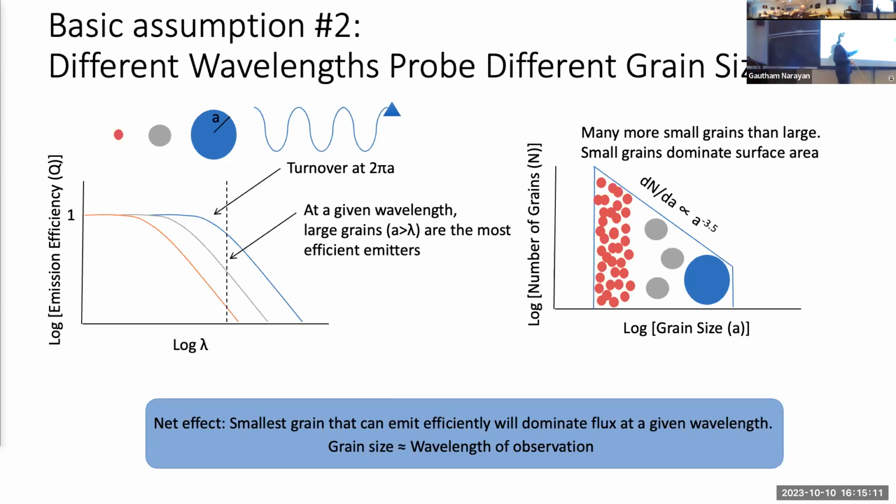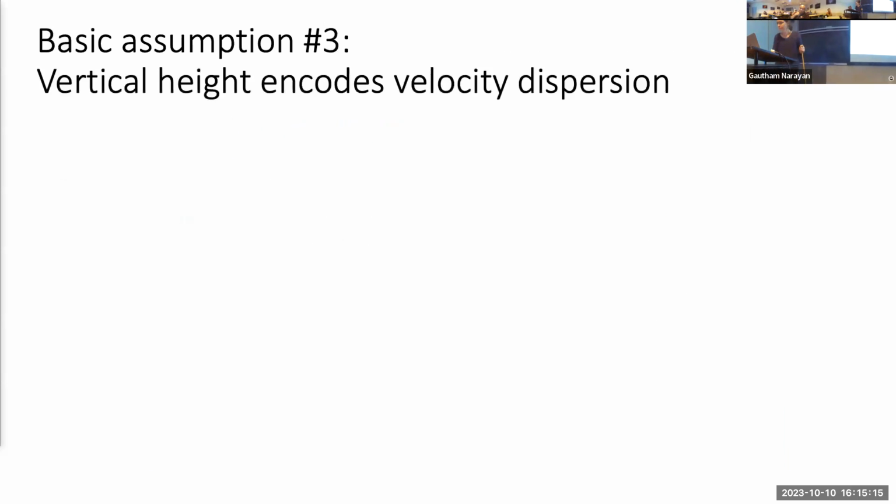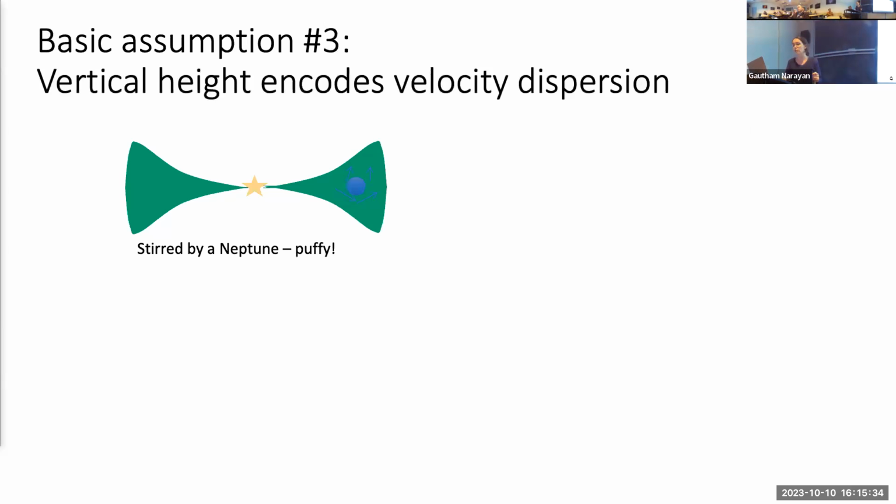So the grain size is then going to be roughly equal to the wavelength of observation. Okay, oh yeah, sorry, I lied. There was a third basic assumption. Basic assumption number 3, the vertical height encodes the velocity dispersion. So remember, we're talking about dust, and typically you don't have velocity information with dust, but if you're looking at an edge on disk, you can actually measure how vertically puffy it is, and that tells you something about the velocity dispersion of the particles.